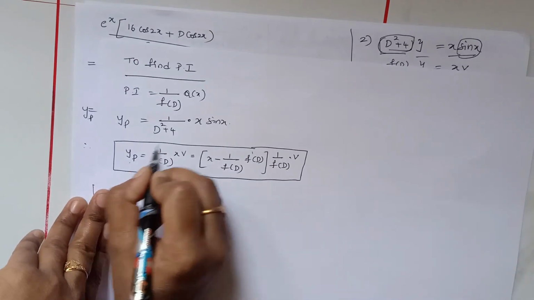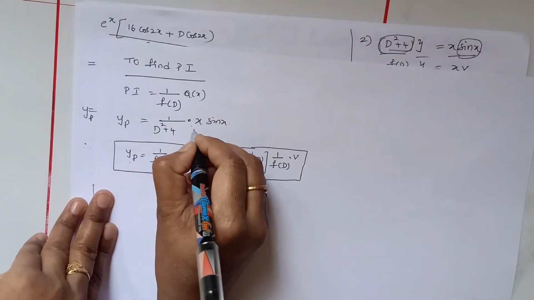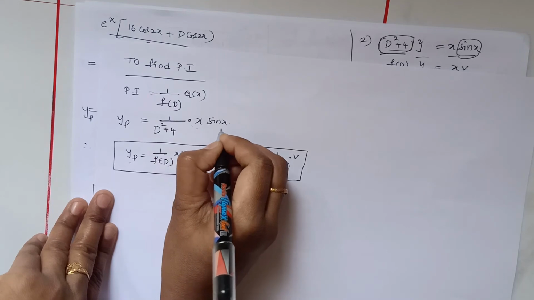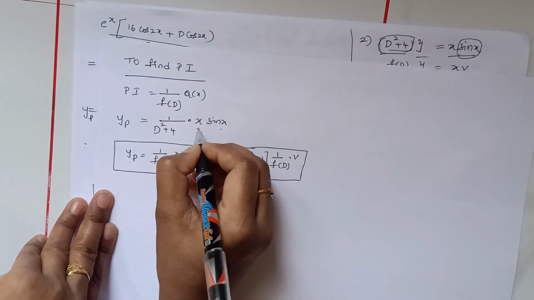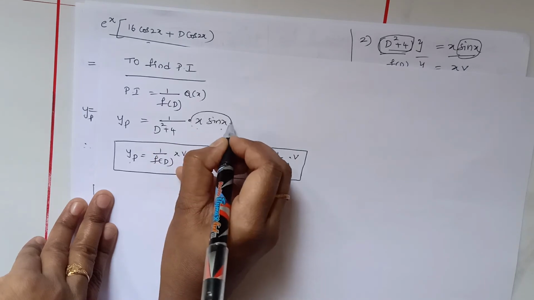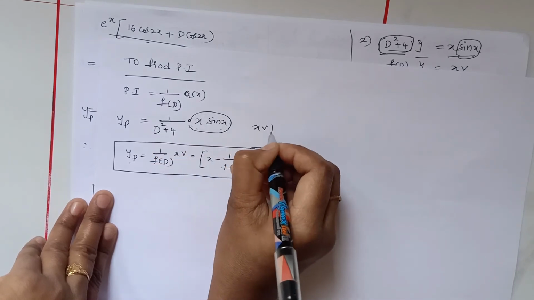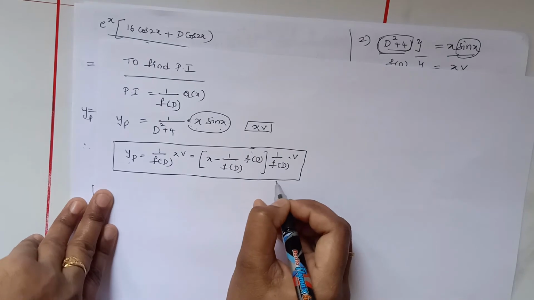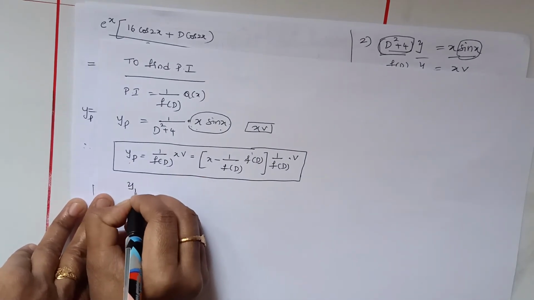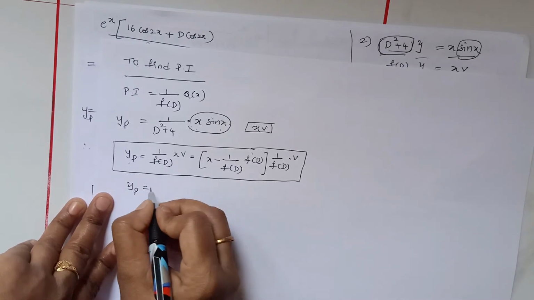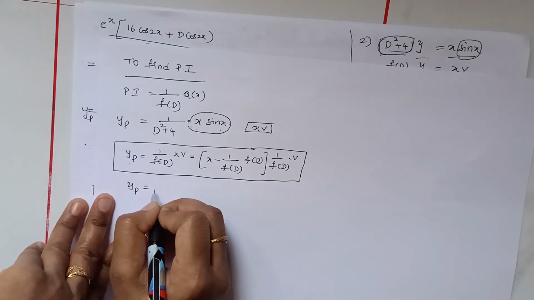You need to apply this formula to find out the particular integral whenever you have q of x in the x into v form. V can be sin x or cos x. When you have q of x as x into v, use this formula to find out the particular integral. By using this formula, we can calculate the particular integral now.